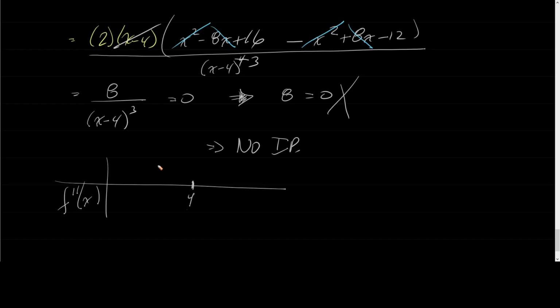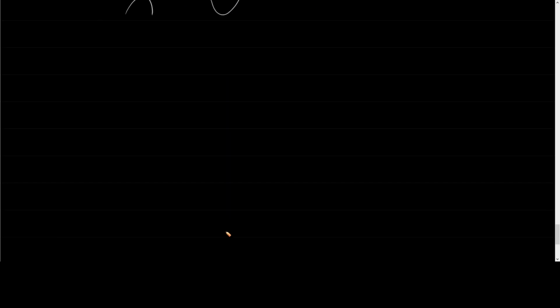If I plug in, for example, 0 to the left and 5 to the right, what happens to this? Plug in 0. 0 minus 4 is negative 4. Negative 4 cubed, all that matters is that it's negative. Because now I've got 8 divided by a negative, that's a negative. So in here, that's negative, it means concave down. Plug in 5. 5 minus 4 is 1. Cubed, 1. 8 over 1, positive. So that's concave up in that region. So now that we have all that information, let's see how we can graph this.